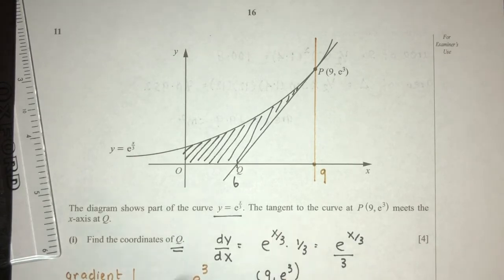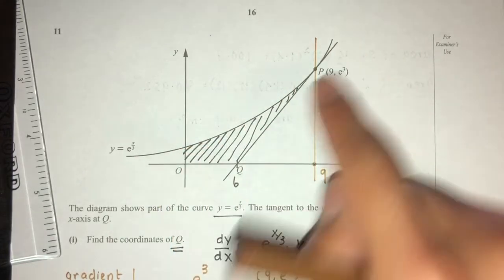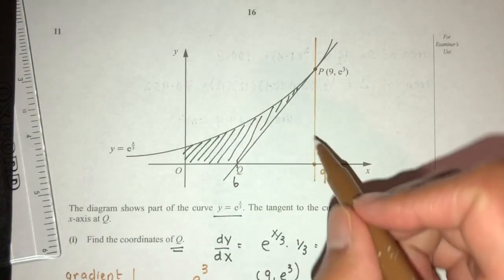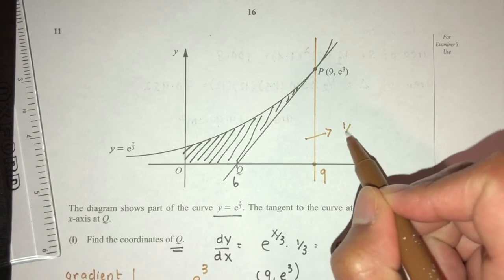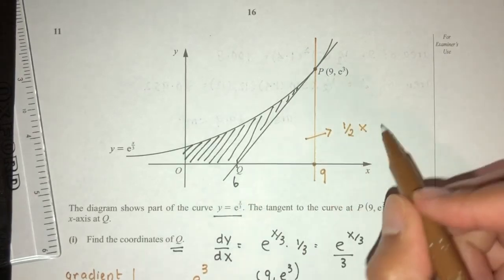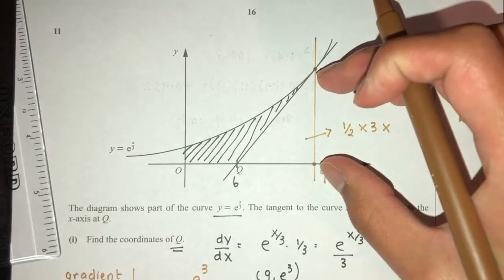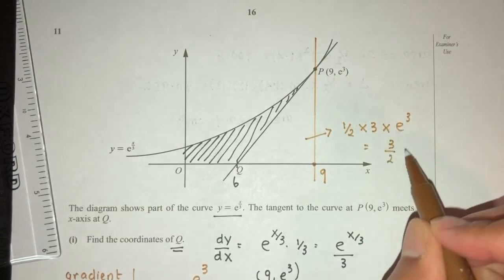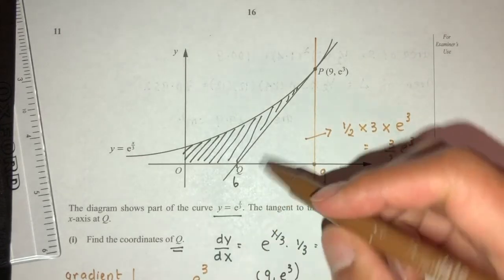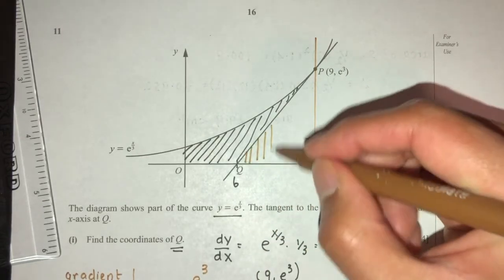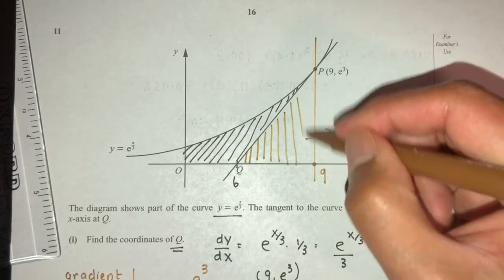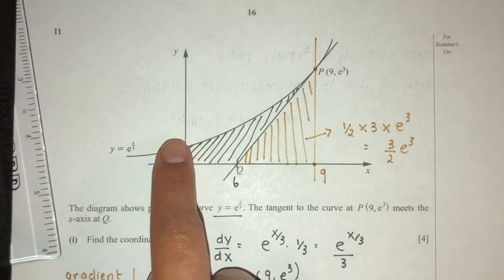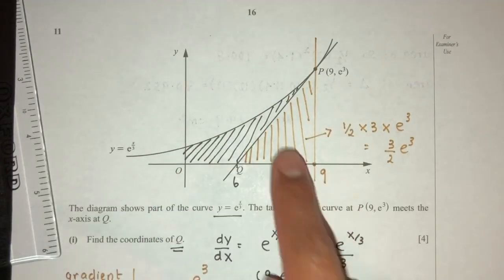So we can first find the area under the curve from 0 to 9, and minus the area of the triangle from 6 to 9. This is the area of the triangle, which is half, times base 3, times height. Height is what? It is e^3. That will be 3 over 2 times e^3. Let me shade that for you. That is the area of the triangle, okay? So we have to find the area under the curve first from 0 to 9 and then minus this value.